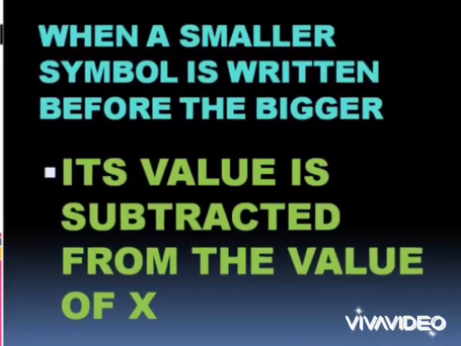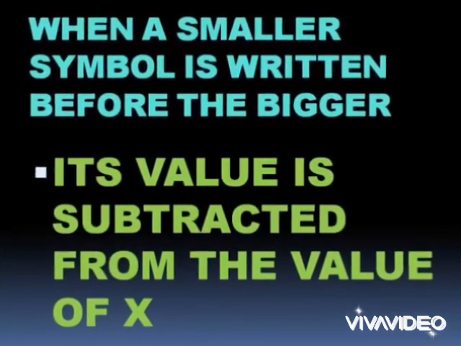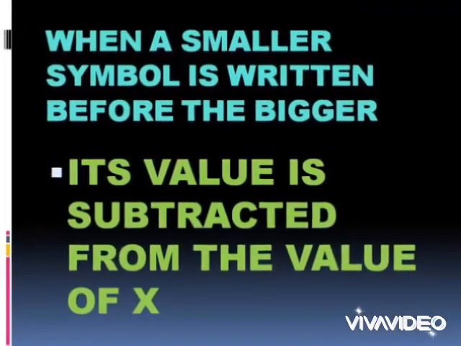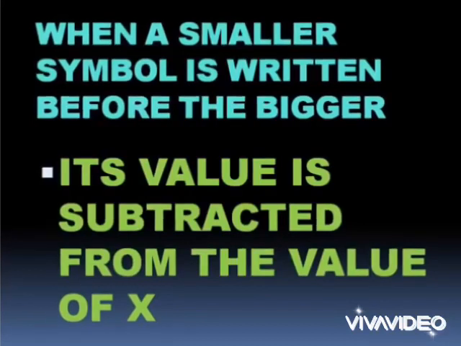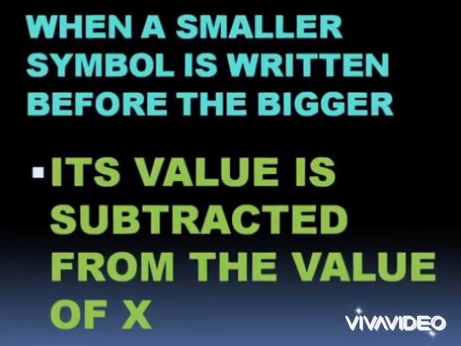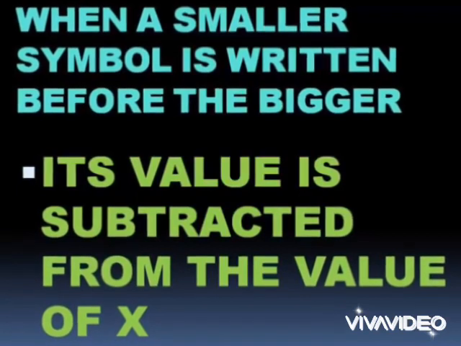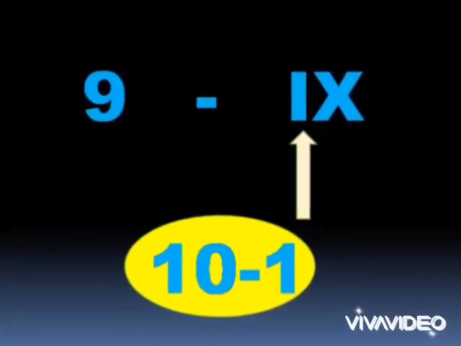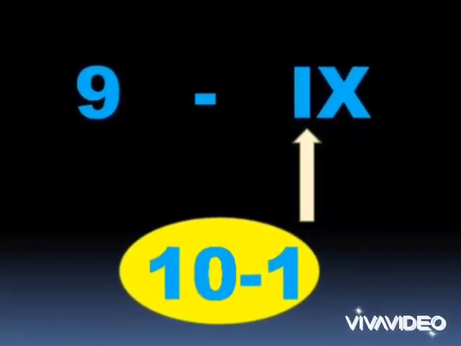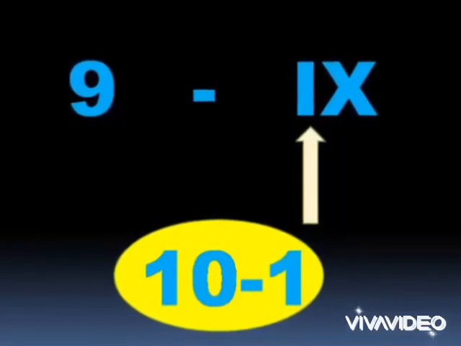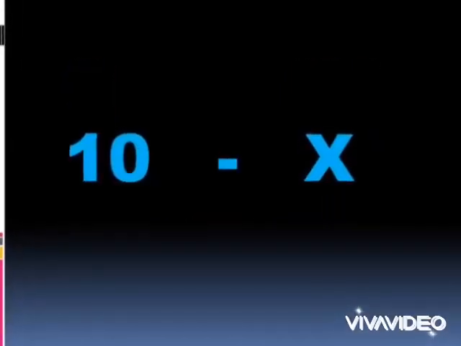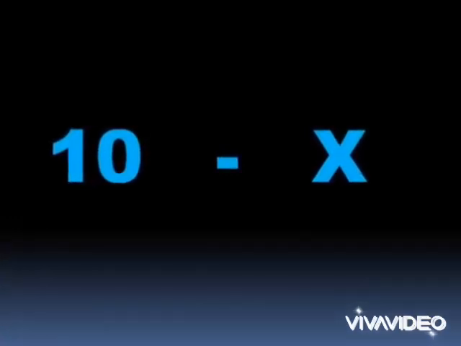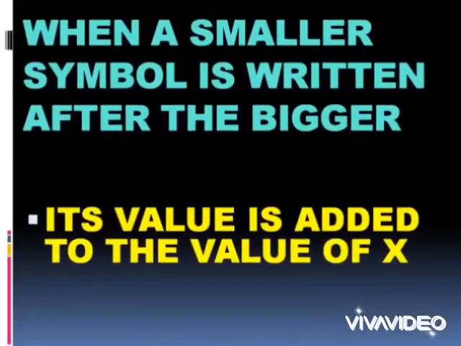We learnt that when a smaller symbol is written before the bigger, then its value is subtracted from the value of the symbol which is written on the right. Similarly, when we write a symbol before X, then its value is subtracted from the value of X. Let us see here. 9 is represented by IX. That means the value of I is subtracted from the value of X, and the value of X is 10. So 10 in Roman numerals is written as X.